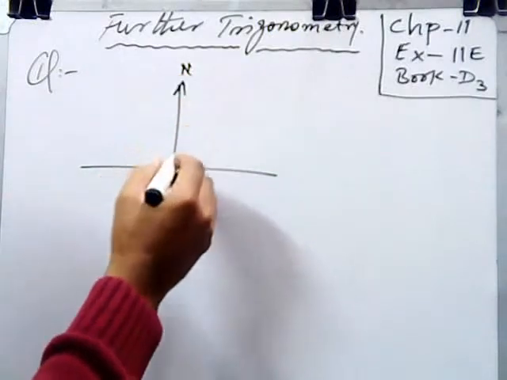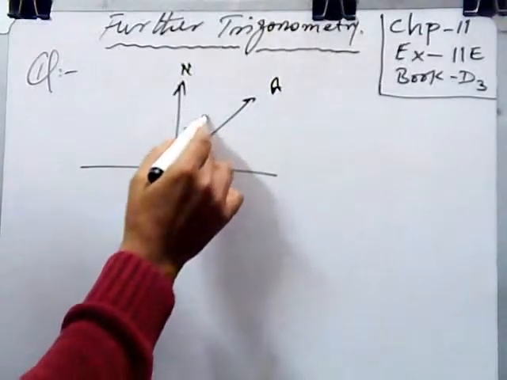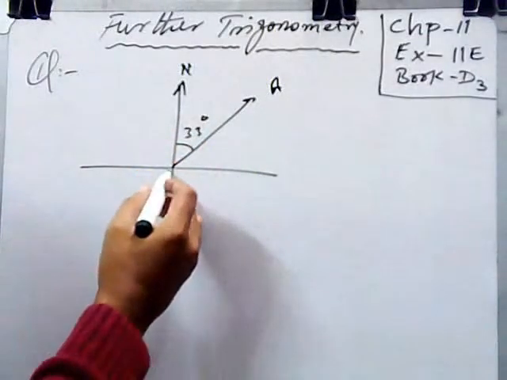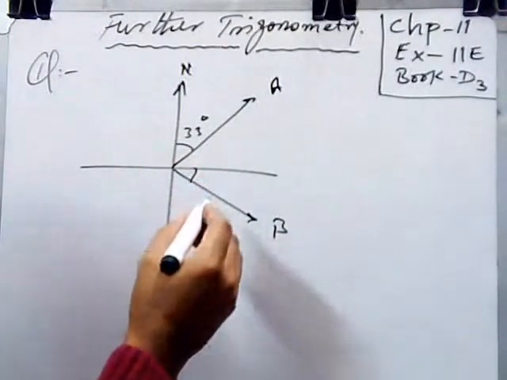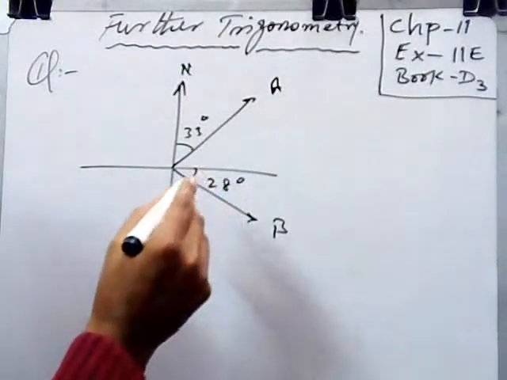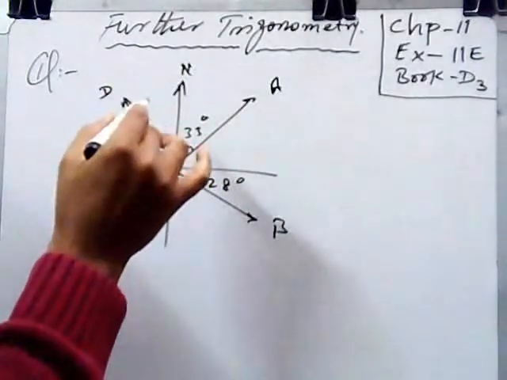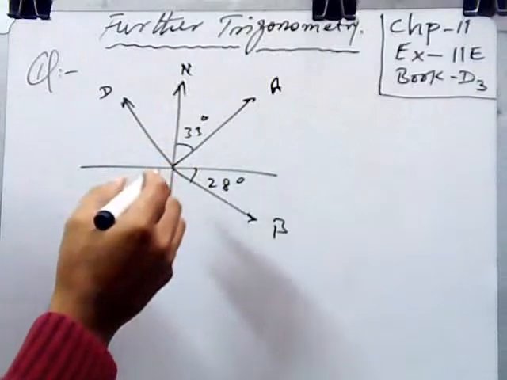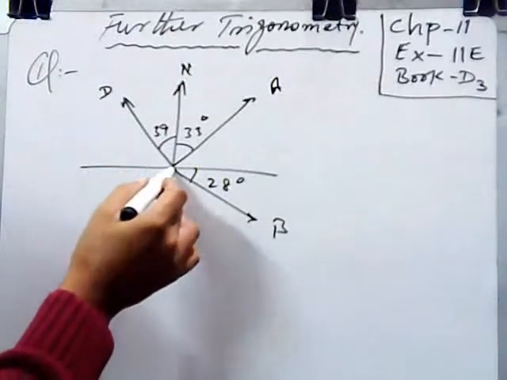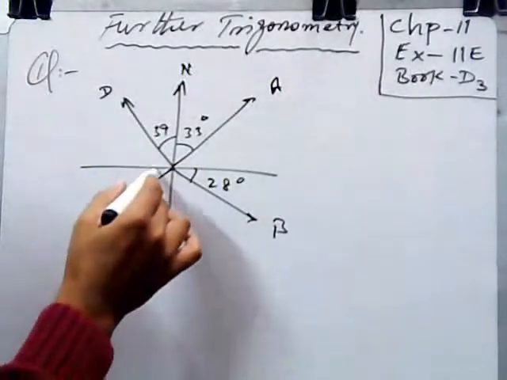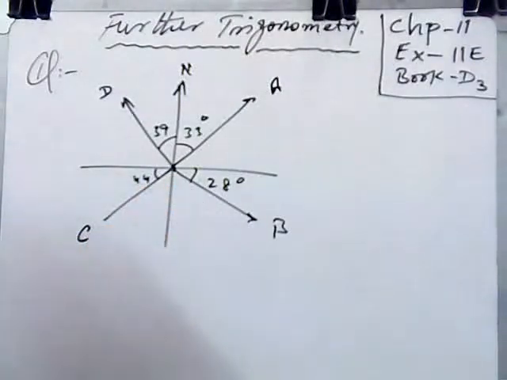The value of A is 33 degrees, and another one is B, which is given as 28 degrees, and another one is D, which is given as 39 degrees, and the last one we are given in the question is 44 degrees. Now we have to find the bearing of.